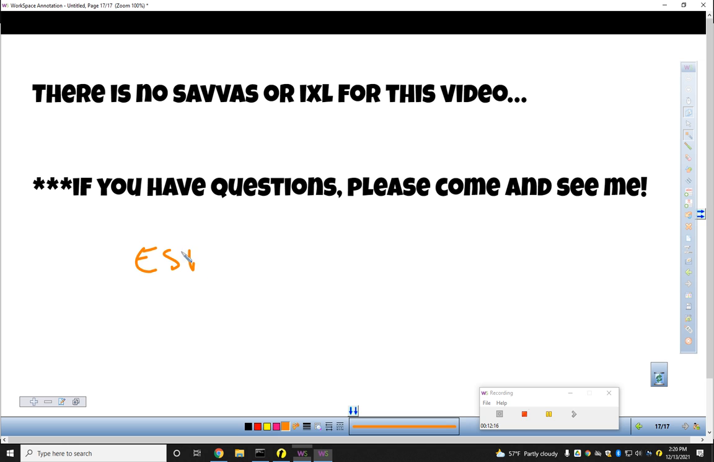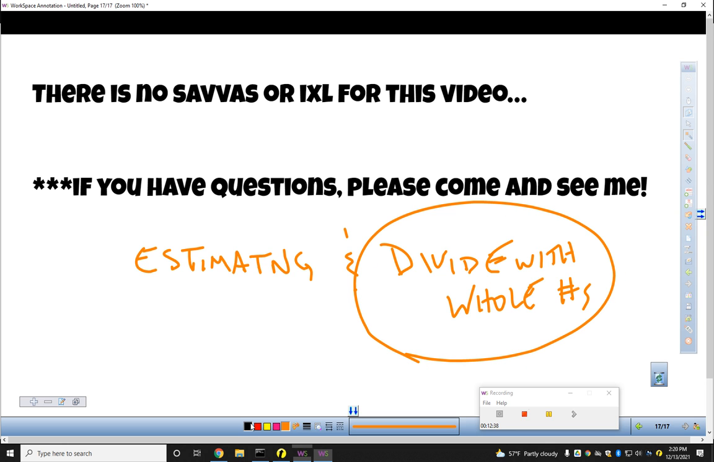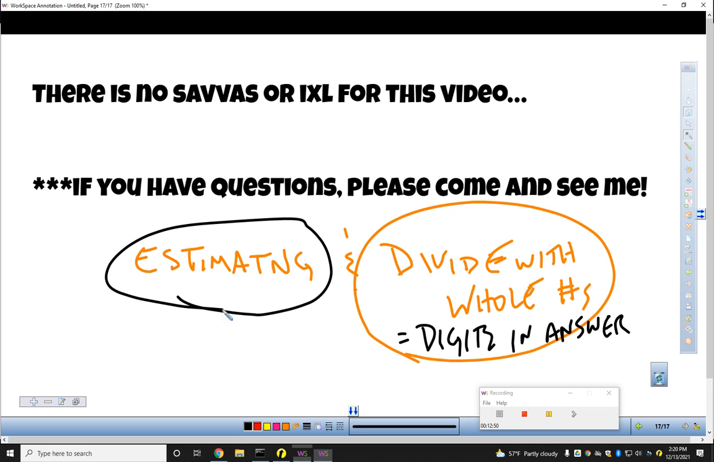Remember that you can use estimating to get in the ballpark, and you can use division with whole numbers to sort of do this, right? Dividing with whole numbers gets you the digits in your answer. Estimating tells you where the decimal should go.